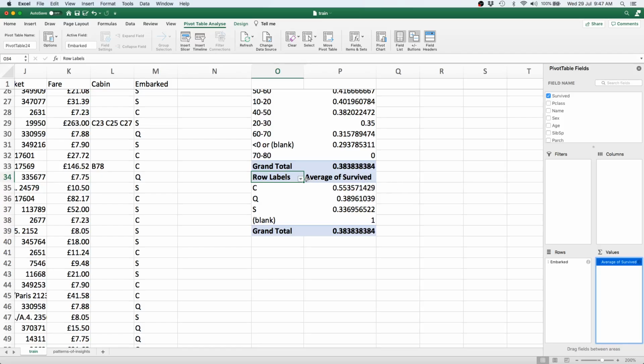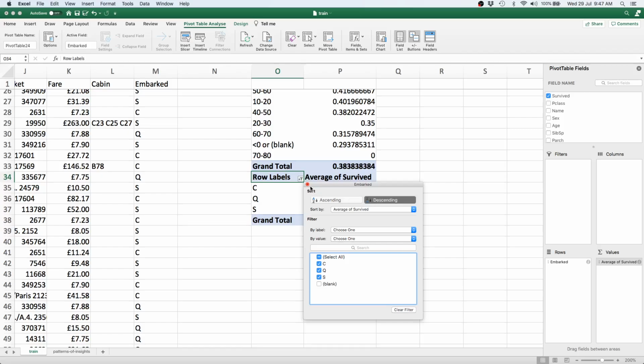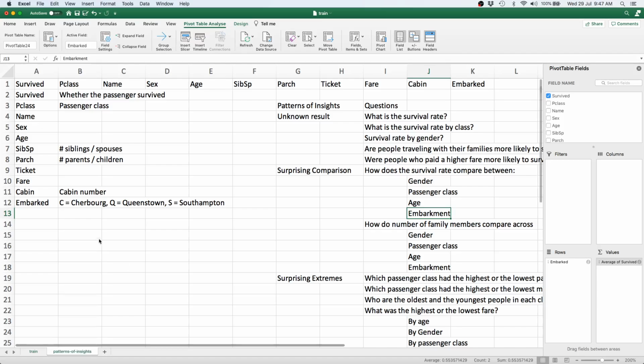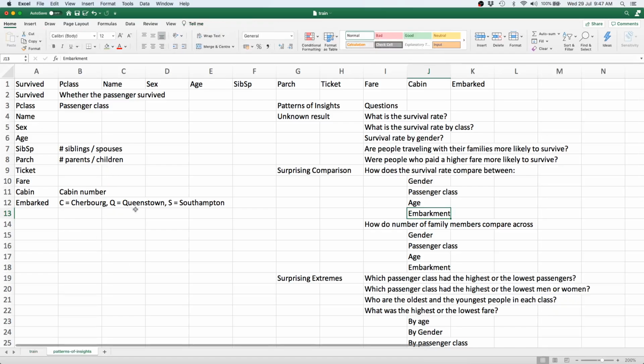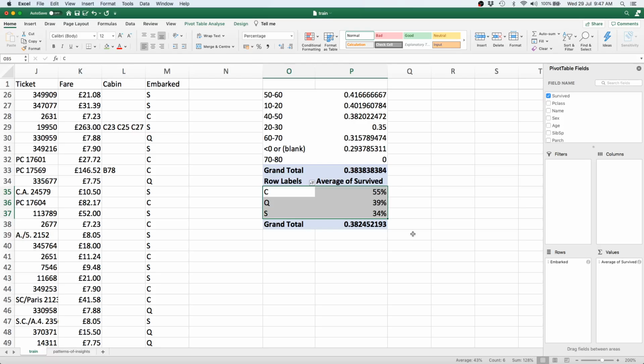And there it is. So again, we can clean this up a little bit, say that we don't want to see the blanks, we want to sort by the average of survived in a descending order, and there it is. So basically the people who embarked on C, which is, let's take a brief look at what that is: Cherbourg, Queenstown and Southampton. So basically the people who embarked on Cherbourg had the highest chance of survival, whereas those who embarked on Southampton had the lowest chance of survival. Let's select these and format these as percentages for the sake of better presentation. So there we are.